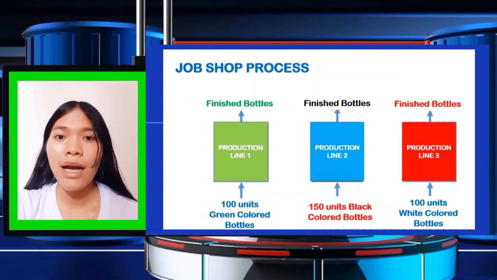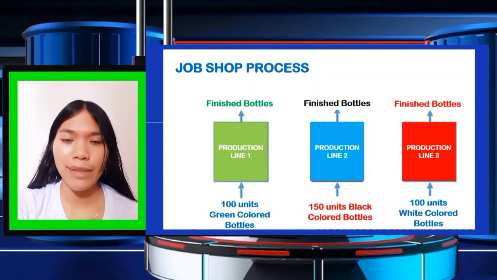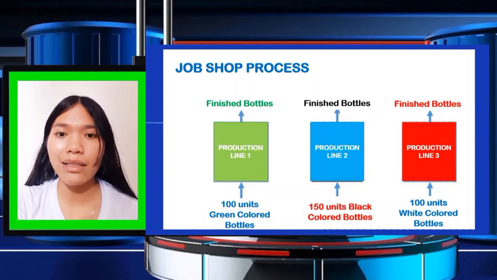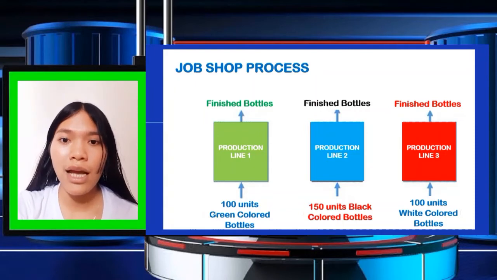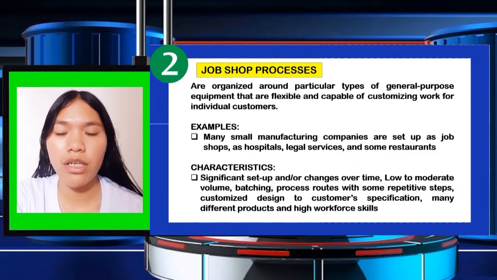So naghimo sila at the same time sa pag-produce sa products but in separate production lines within the same production facility or factory. So this means nga separate sila, para ang finished bottles, bisan separate ang production lines na ginahimo, but in the end simultaneous. So, duhan sila pagka-finish sa bottle sa 3 different colors. An example of job shop processes are the hospitals, legal services, and some restaurants.